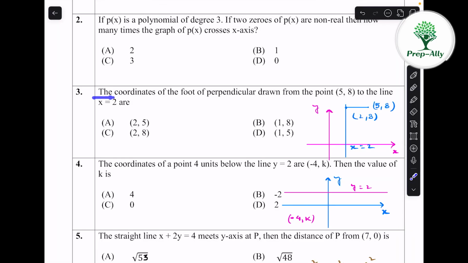See here how to solve this question. The question is: find the coordinates of the foot of the perpendicular drawn from this point to this line. Suppose this is the x-axis, this is the y-axis. This is x equals 2, and I'm dropping a perpendicular from this point. It will land right here, so the coordinates will be 2, 8, because this length is 8 and this is 2.